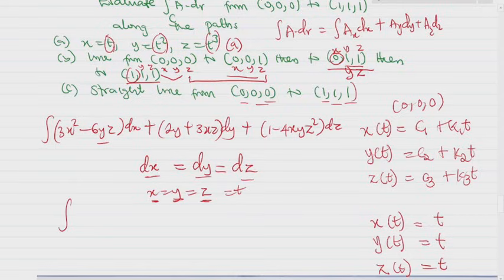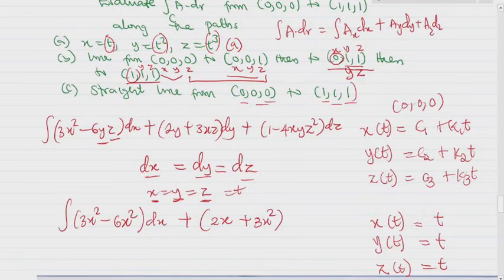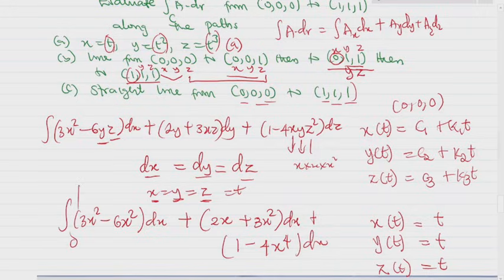Now, in that case, this will become what? 3x squared minus 6x squared, because this is now x, this is also x, times x squared dx, plus 2x, y is x, right? Plus 3xz will become 3x squared, because z is x. dy is what? dx now. Plus, then the same thing. So it should just be 1 minus 4x to the power of 4. This is x, this is x, this is x squared. x times x squared, that's x to the power of 4, dx. And this is what you integrate, everything from 0 to 1.